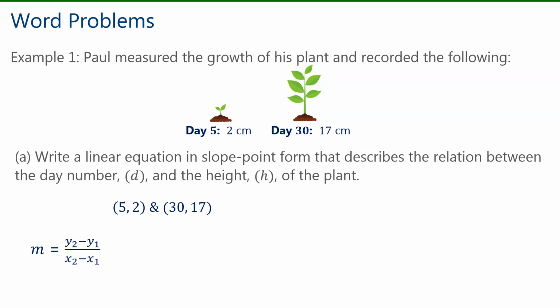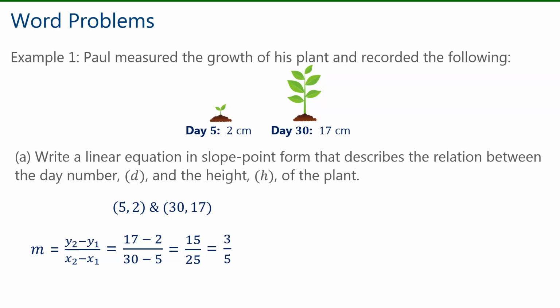So now let's use our slope formula. y2 minus y1 over x2 minus x1. So I'm going to let the first point be x1, y1 and the second point be x2, y2. So when I plug the points in, I get 17 minus 2 over 30 minus 5. When I simplify that, I get 15 over 25. I can simplify this further by dividing by 5 to get 3 over 5.